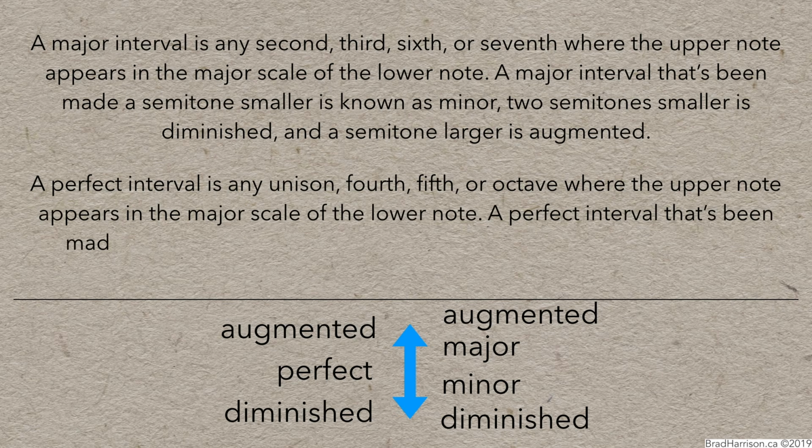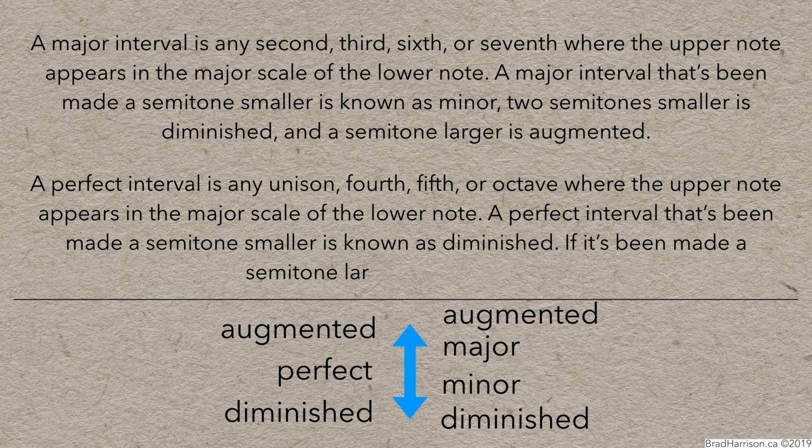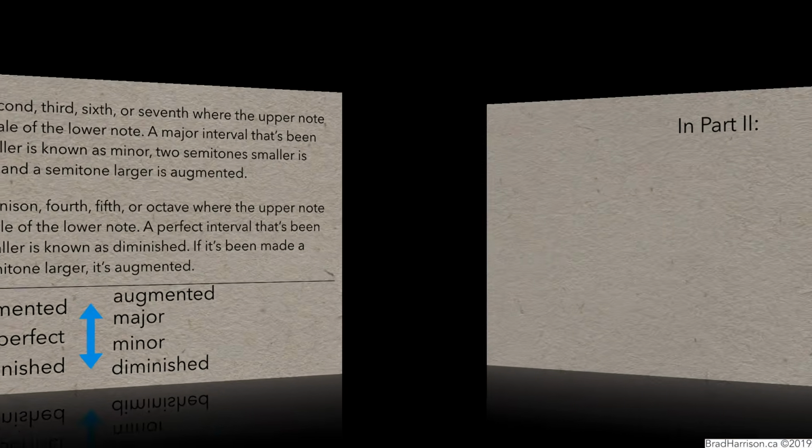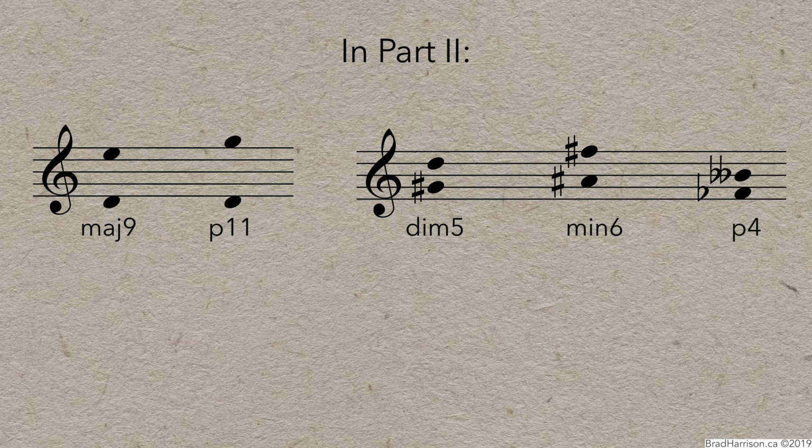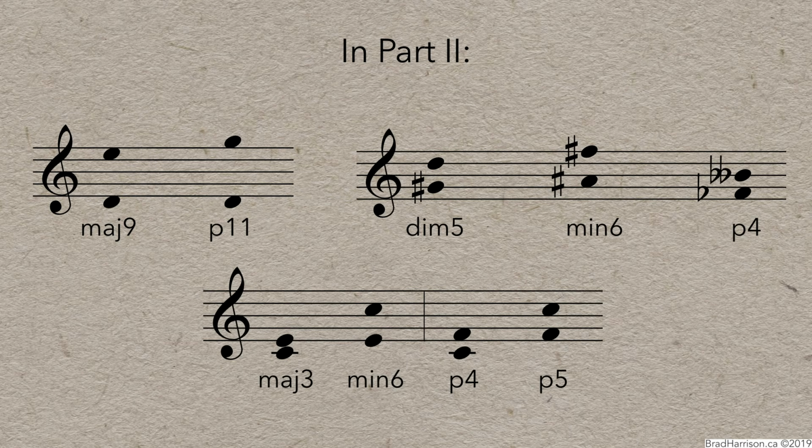A perfect interval that's been made a semitone smaller is known as diminished. If it's been made a semitone larger, it's augmented. And that's half of what you need to know about intervals. In part 2, we'll cover intervals larger than an octave, what to do if the bottom note isn't in a major scale, and inversions, which will finally explain why some intervals are perfect and some are major.